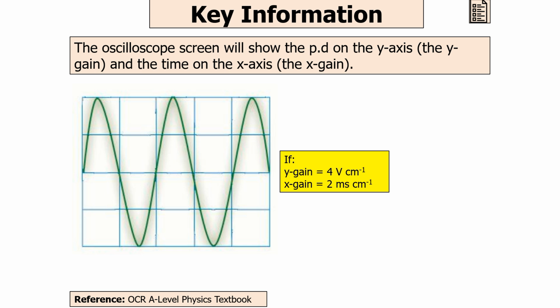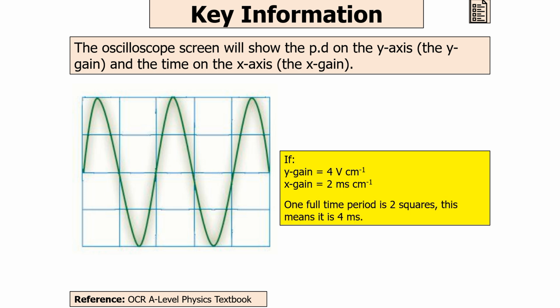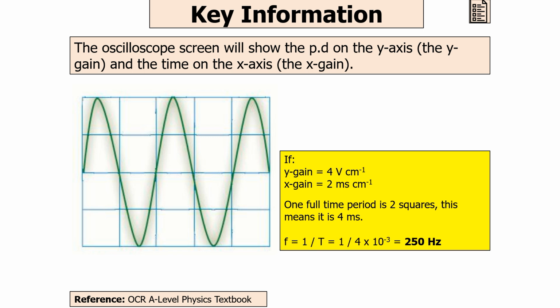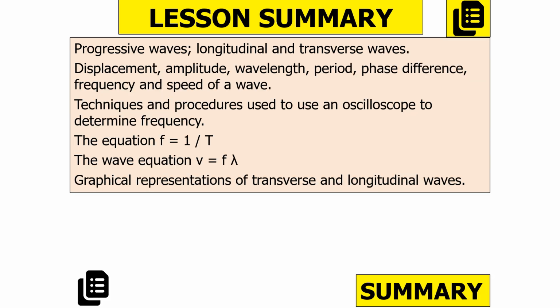So if the Y gain was 4 volts per centimetre, and the X gain was 2 milliseconds per centimetre, one full time period you can see on the screen as 2 squares, so it means it's 4 milliseconds. We know f is 1 over T, so f is 1 over 4 times 10 to the minus 3, so it equals 250 Hertz.